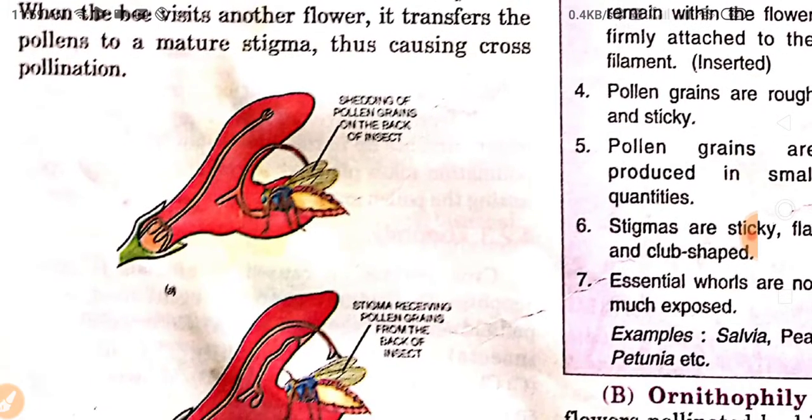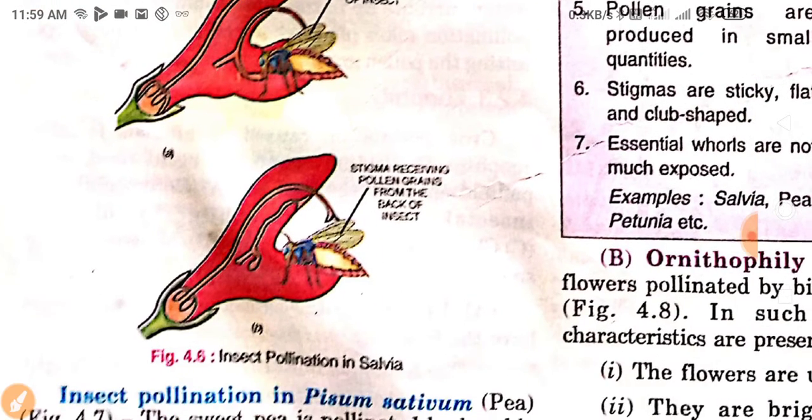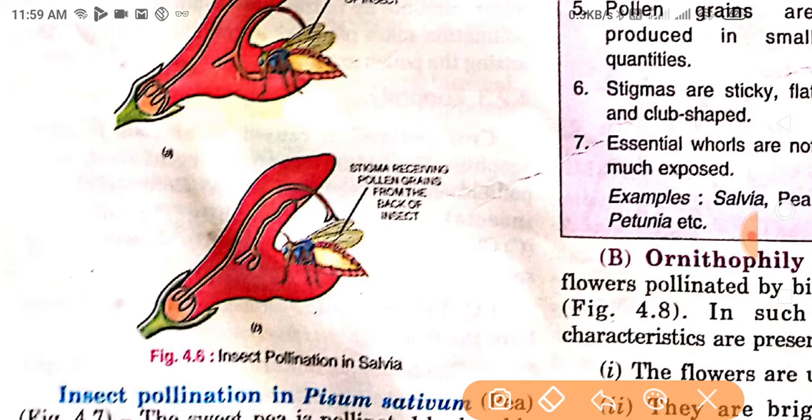So you can see this example. The bee sits here, and this is the fertile anther, and it comes down as the bee sits. The stamens are attached to their wings, and when it goes to the next flower it will be pollinated.